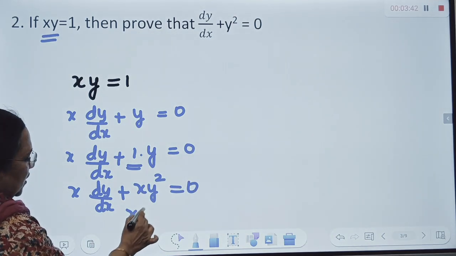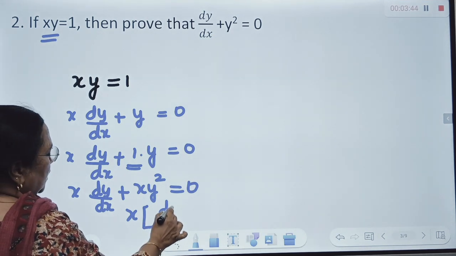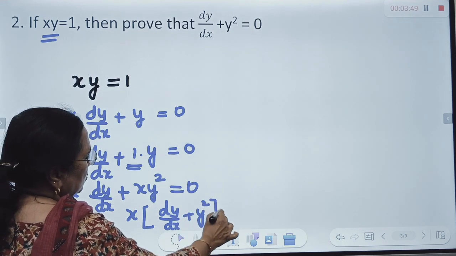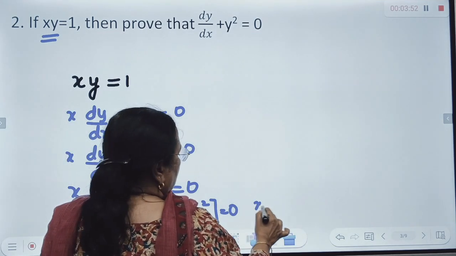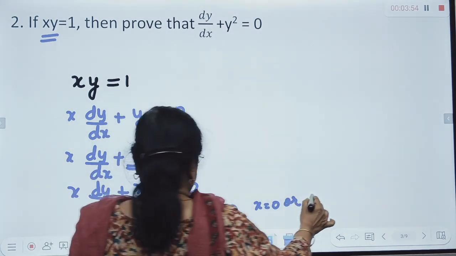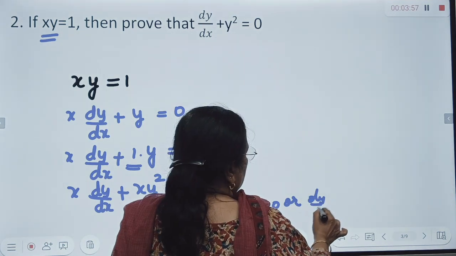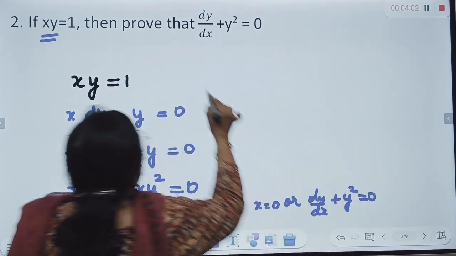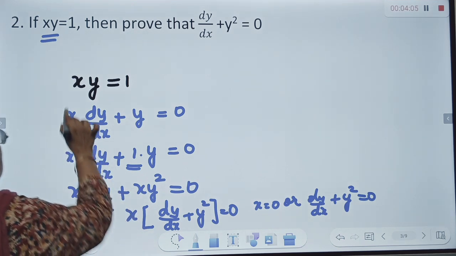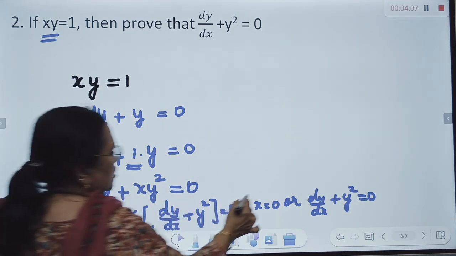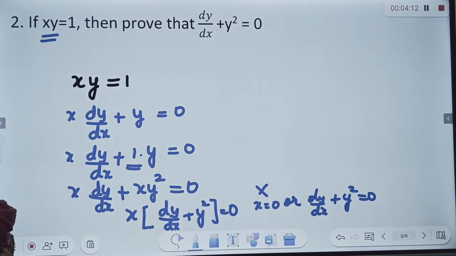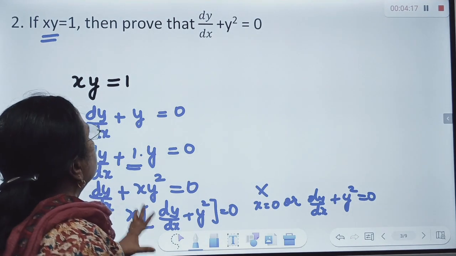Now x is common, therefore x into dy by dx plus y square equal to 0. So x is 0 or dy by dx plus y square equal to 0. This is what we wanted to prove. If x is 0, then this becomes meaningless, so this is not possible. So dy by dx plus y square equal to 0 is what we wanted to prove. Simple problems based on differentiation.